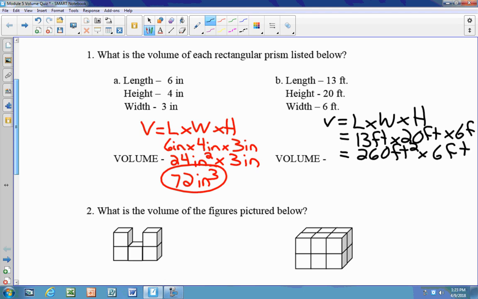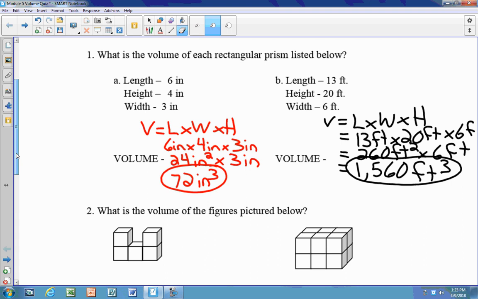And then when we multiply that part out, we end up with 1,560 feet cubed, because now we have feet times feet times feet. And we circle our answer to make sure that our teacher sees which one it is.